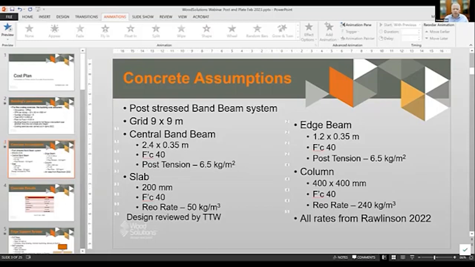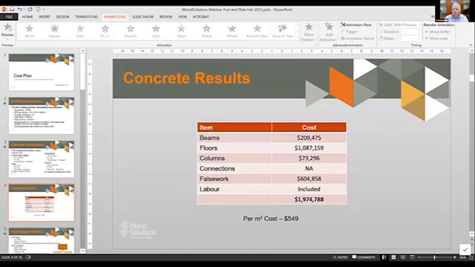And what we're doing here is just reviewing the superstructure costs. We aren't reviewing any other costs. We just assume all of those are equivalent between the buildings, and we're just getting a value for the superstructure. So we look at the outcome for the concrete one. We find that it worked out to about $549 per square meter, covering beams, floor, columns, no connectors, falsework. The labour, the way Rawlinson does it, is included in the rates for the beam and column, the concrete rates. So there's no separate labour there.